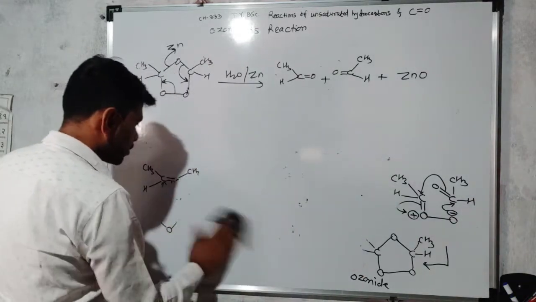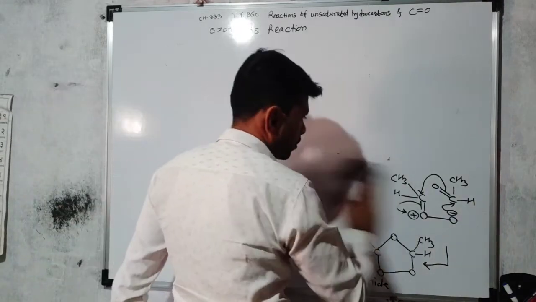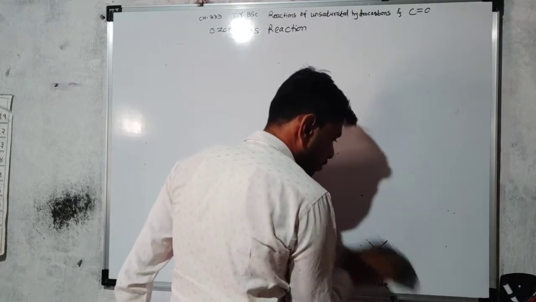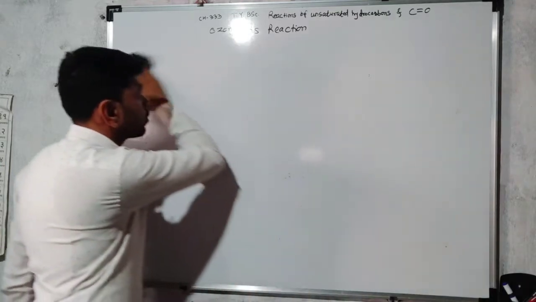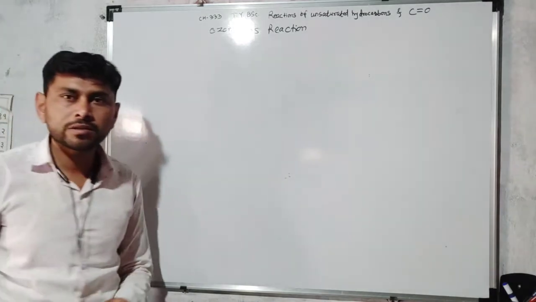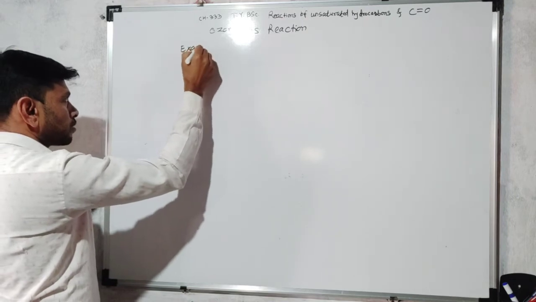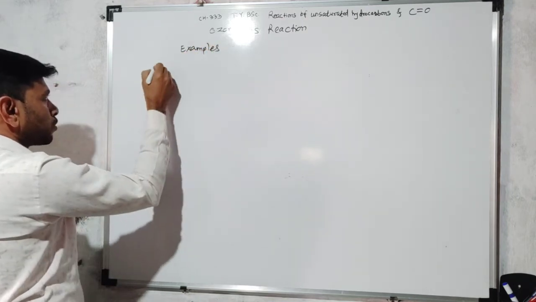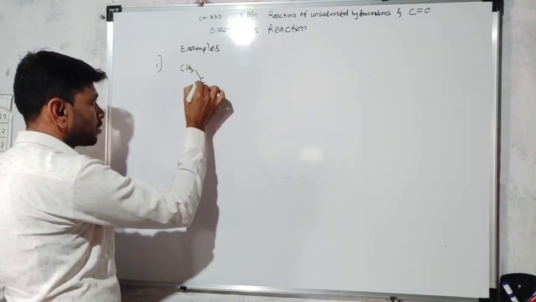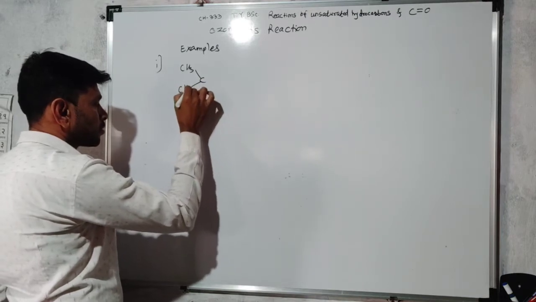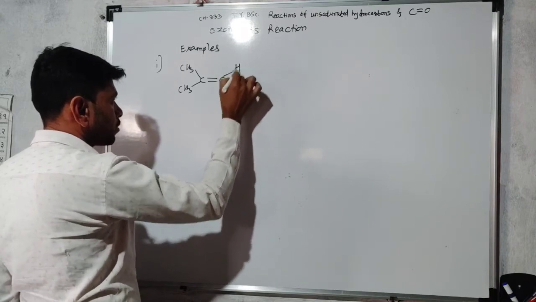Now we have to see some examples of ozonolysis. See how the product depends on the structure of the alkene. The product of ozonolysis depends on the structure of the alkene. See some examples here. Examples of ozonolysis. So, the product of ozonolysis. See, we have taken this compound, CH3 double bond CH.